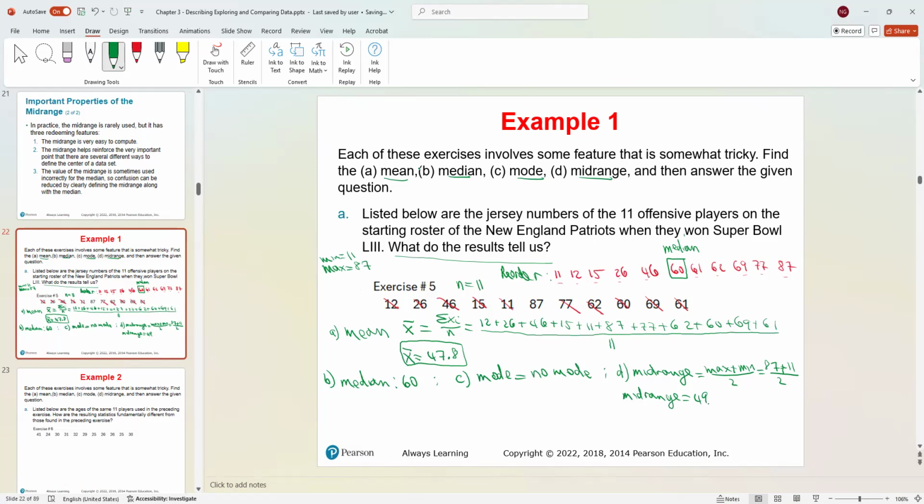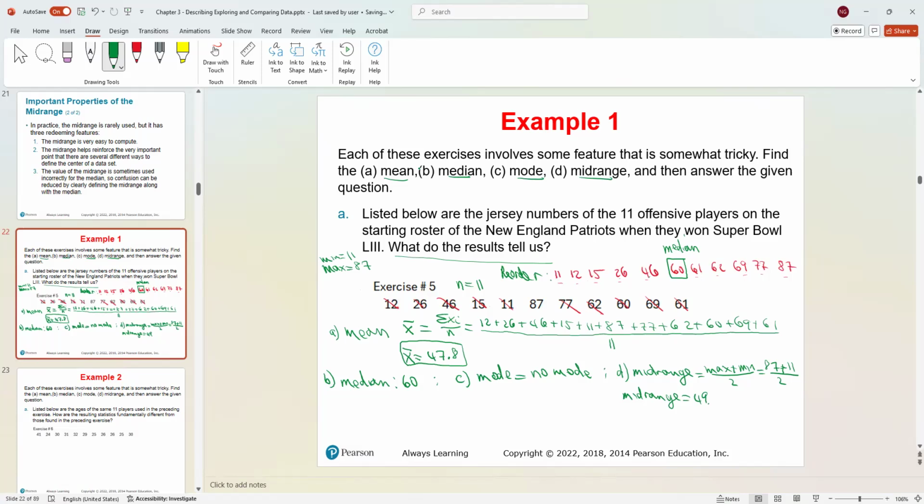Okay, so we have found the mean, the median, the mode, and the mid-range. But they ask you a question after this. What do the results tell us? That is subjective. Everyone might express it the way they feel it is. But what I can say, looking at the results, you see the mean is really 47.8. The median is pretty far, but the mid-range is closer to the mean.